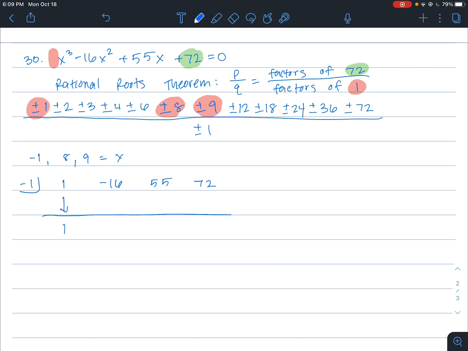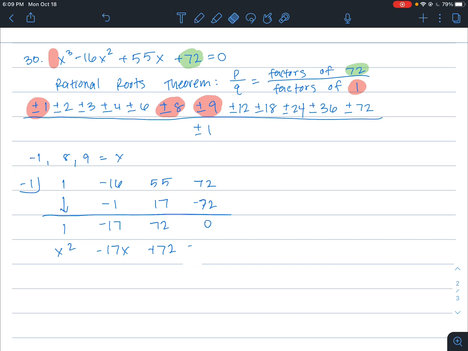Drop the 1. 1 times -1 is -1. That gives me -17. -17 times -1 is +17. 55 plus 17 is 72. 72 times -1 is -72. And when I add those together, I get 0. And so this right here, x squared minus 17x plus 72, is equal to, and this is our remainder.